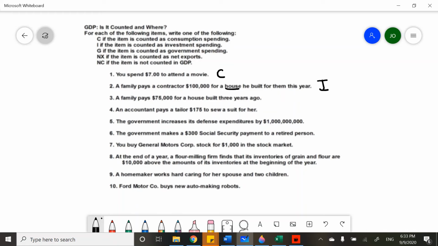Number 3, a family pays $75,000 for a house built 3 years ago. Now normally, you might think that this is going to be a type of investment since a house is physical capital. However, it was built 3 years ago. In order to avoid double counting of goods and services, we must only count production for this year. So, this one will not count.